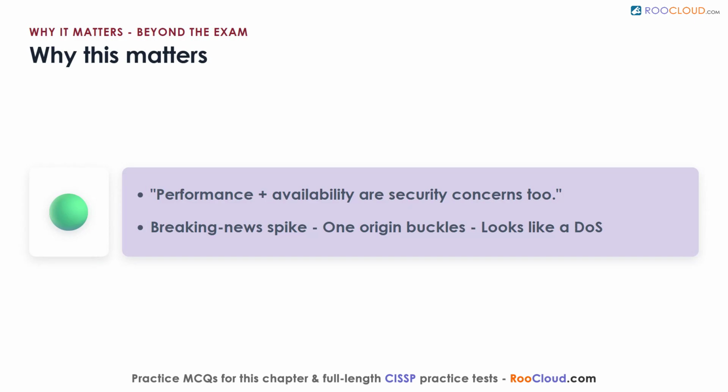Picture a breaking news site slammed by millions of readers the moment a major story drops. If every request funnels to one origin server, it buckles, and an outage looks a lot like a denial of service. Understanding how content is distributed helps you design for availability under load and reason about where your data is cached and who runs those far-flung nodes.